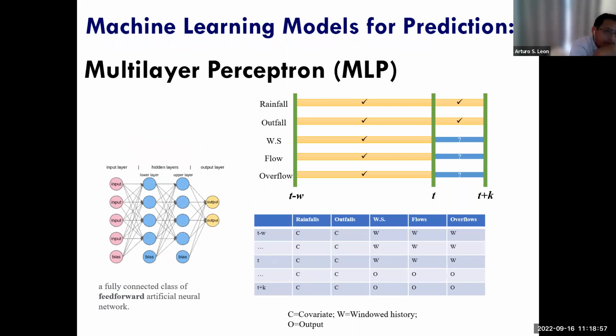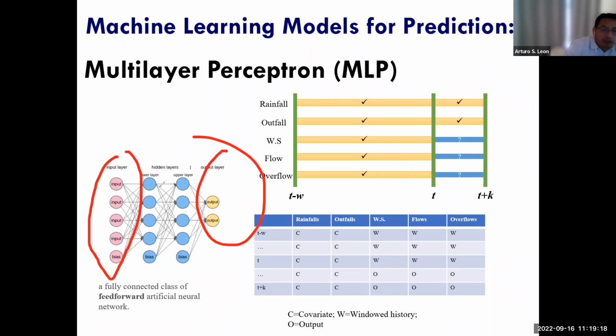And then we have used multiple machine learning models. For example, we started with a multi-layer perceptron model, which is basically a feed-forward artificial neural network. Here we have an input layer and an output layer, and between them we have hidden layers. But the whole process is feed-forward. This is a well-known type of machine learning model.